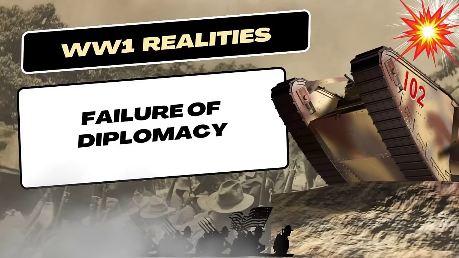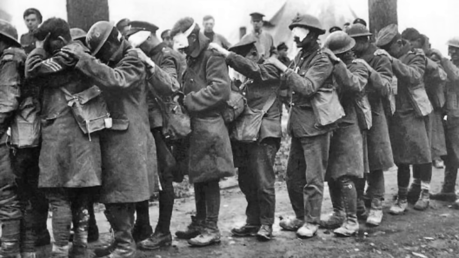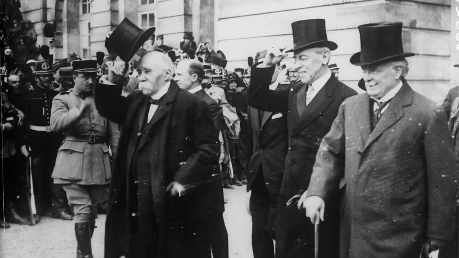5. Failure of diplomacy. The outbreak of World War I exposed the failure of diplomatic efforts to prevent conflict and maintain peace. The system of alliances and secret treaties, combined with a lack of effective mechanisms for resolving disputes, contributed to the rapid escalation of tensions and the outbreak of war.